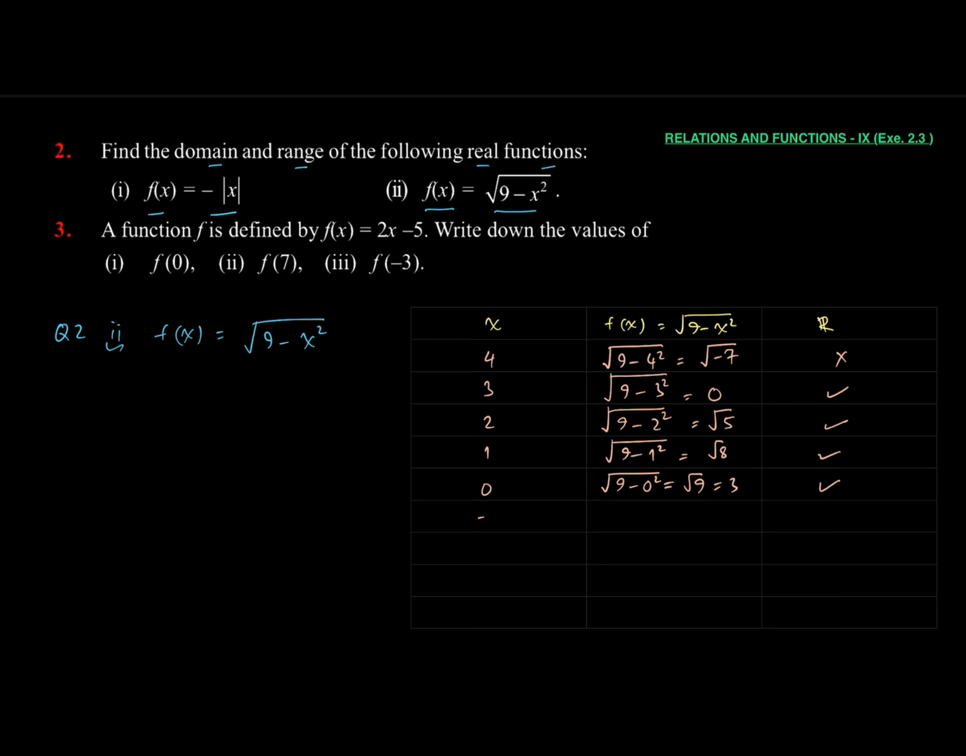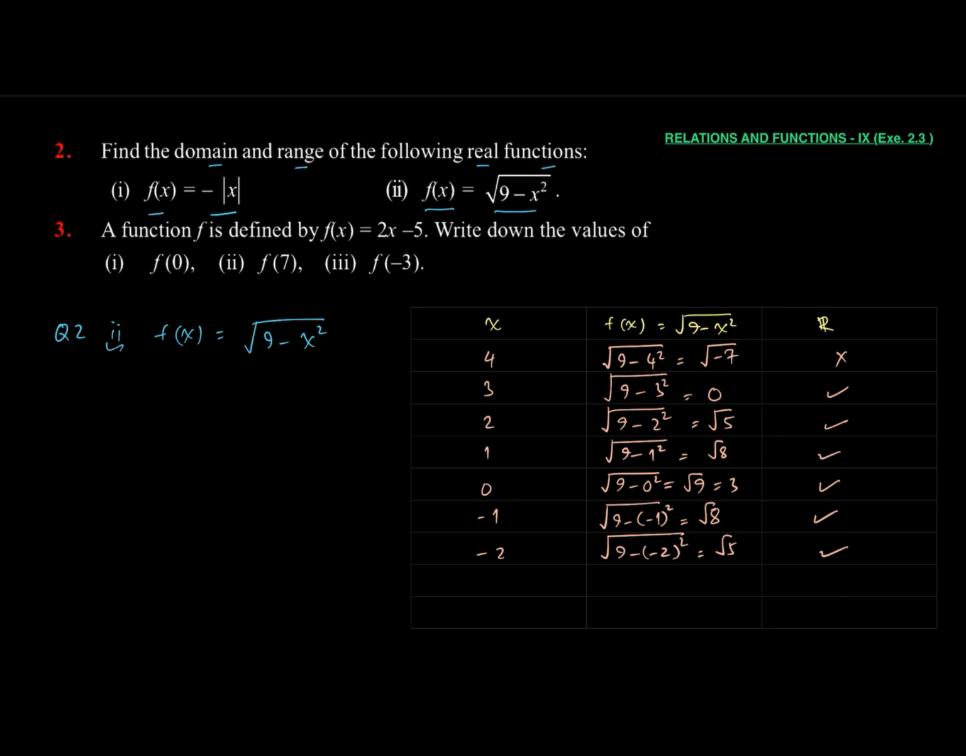Now for x equal to negative 1, we'll be having square root of 9 minus negative 1 whole square, and this will be equal to square root of 8, which is again a real number. Next we'll put x equal to negative 2. This will give us square root of 9 minus negative 2 whole square, and this will be equal to square root of 5, which again is a real number.